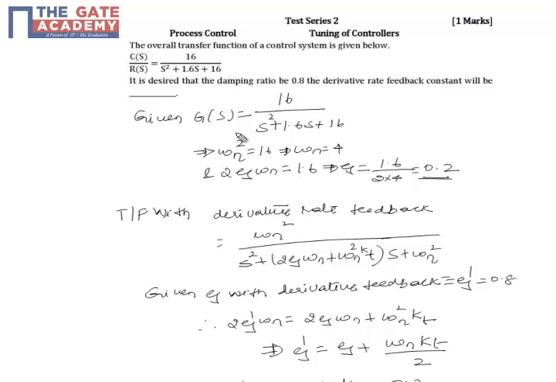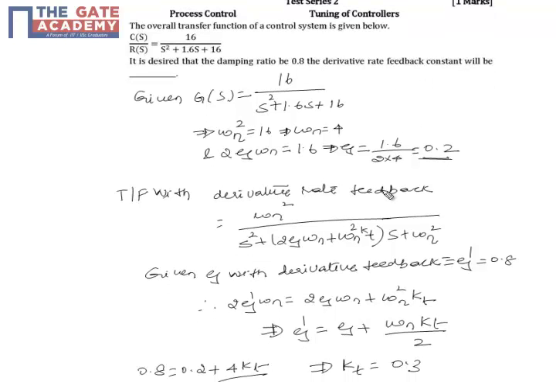From this we compute the natural frequency omega n as 4, and 2 zeta omega n is equal to 1.6. If I substitute omega n and calculate zeta, it comes as 0.2. So you can clearly see the actual zeta of the system is 0.2 without adding derivative rate feedback. We need to achieve a zeta of 0.8 by adding a derivative rate constant.